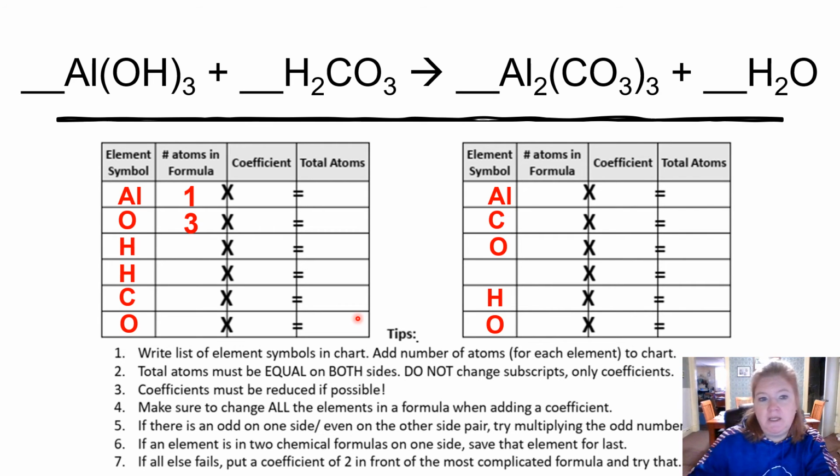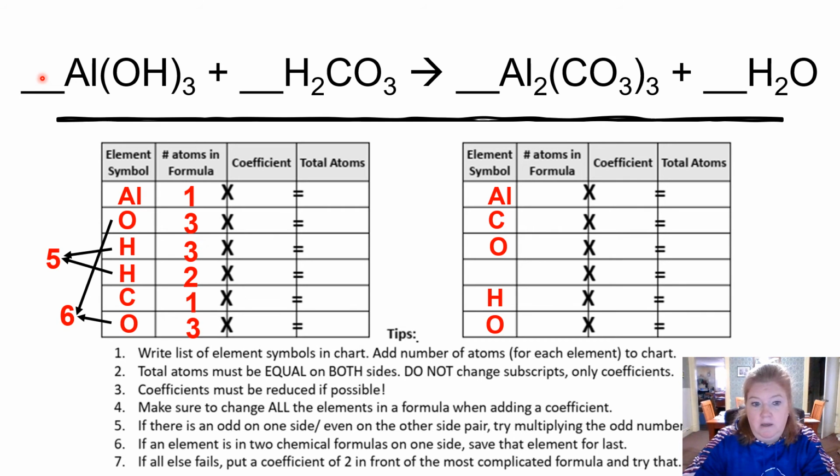Now oxygen is 3 here because it is inside the parentheses, but I have to multiply it by 3. Same for hydrogen. Okay, but remember I needed a total, so I have 5 total hydrogens and 6 total oxygens. So let's see what I have on this side.